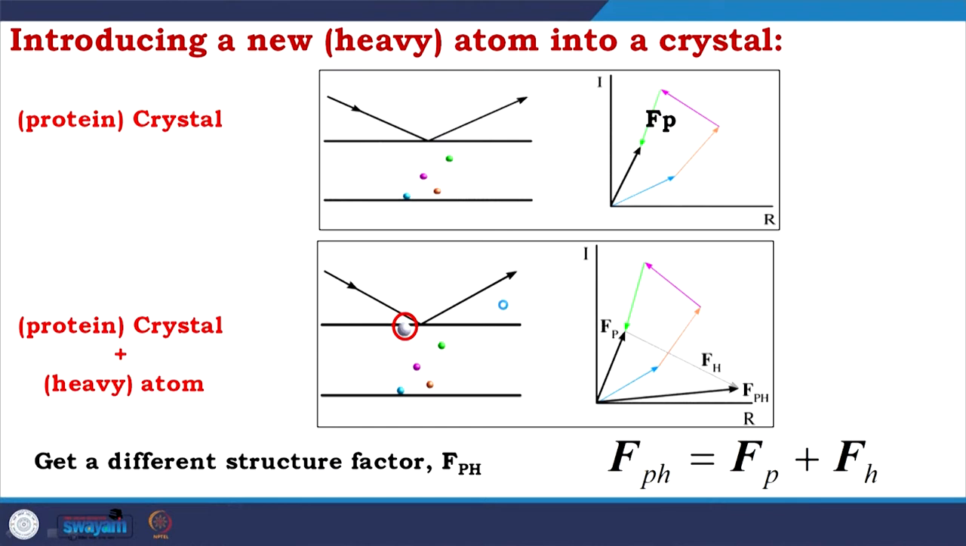We talked about this, the protein, we now introduce a heavy atom. So, because of change of space, we got to calculate the Fp, the structure factor of the protein. Here with the heavy atom, we get Fph, and we know that Fph is equal to Fp, the structure factor of a protein, plus the structure factor for the heavy atom. So, we had a structure factor Fp, we now get a different structure factor which is Fph, the heavy atom included structure.